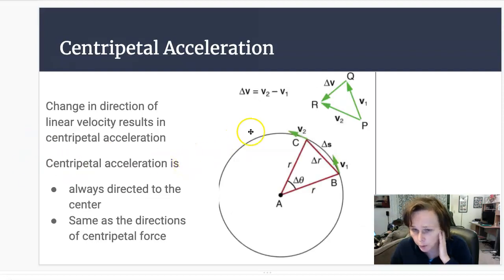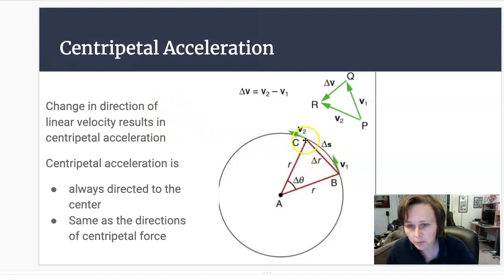So let's see what is the result of changing the direction. You may recall that there are 3 instances of acceleration. When velocity decreases, we have negative acceleration. When velocity increases, we have positive acceleration, and when velocity changes direction, that is finally this third case that we are learning in this chapter about circular motion.